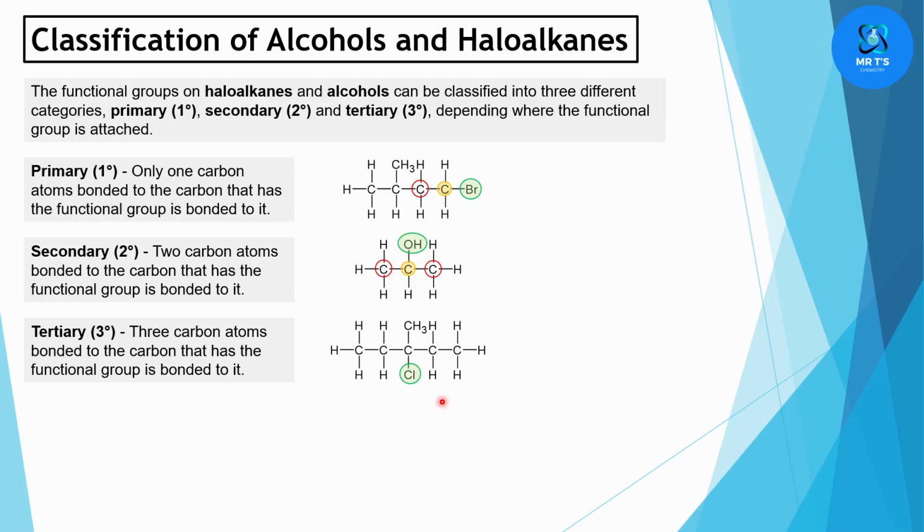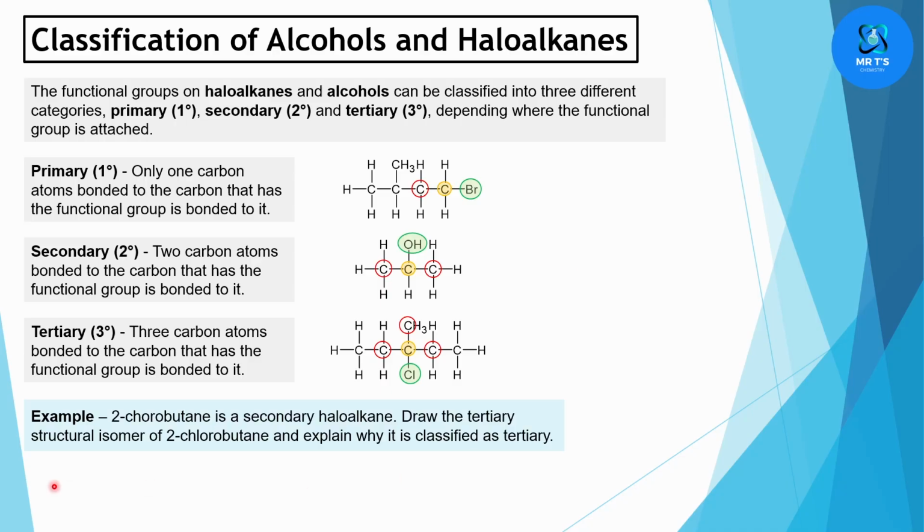Now a tertiary is when the carbon that's bonded to the functional group is bonded to three other carbons. So here the functional group is a chlorine. The carbon it's attached to is right here in the middle, and there are 1, 2, 3 other carbons attached to the carbon that is attached to the functional group. That makes this a tertiary haloalkane. Primary, secondary, tertiary, and we identify and classify them based on how many carbons are attached to the carbon that is joined to the functional group.